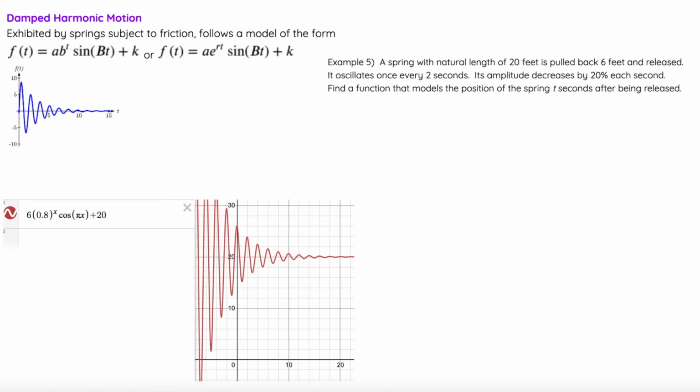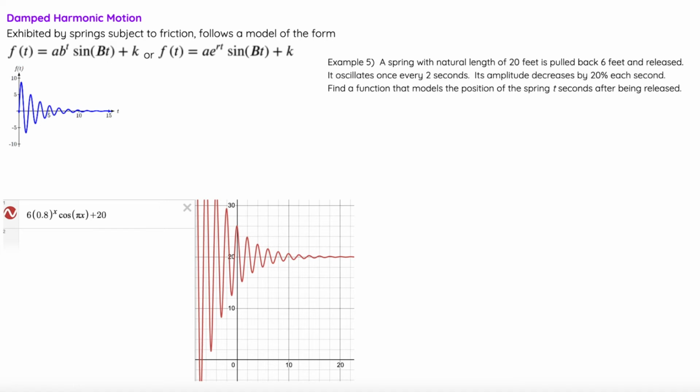On the next page, we also have something that's called a damped harmonic motion. This is exhibited by springs subject to friction, and it follows the following model. So notice it's starting up above, and it's really high and up and down below, and then all of a sudden it kind of levels out. And these functions can be found by taking ab to the power of t, so the exponential amplitude, or it could have a e, so base of e to the power of the rate times the time, of sine of b of t plus k. So pretty interesting different pieces here.